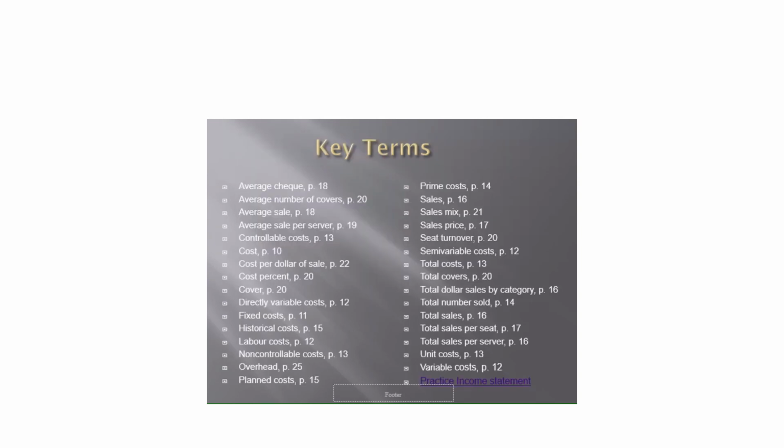Here we have some key terms over the course of the chapter. Some of them we've already gone over. Some of them we'll be talking about in class. You'll notice down here I have the practice income statement on the bottom left. I will be posting another video about how to complete our income statement worksheet. Very important. I'm not sure if our class is in a computer lab or not, but it's an Excel spreadsheet. If we have to do them by hand, then so be it. But it's good practice for you.